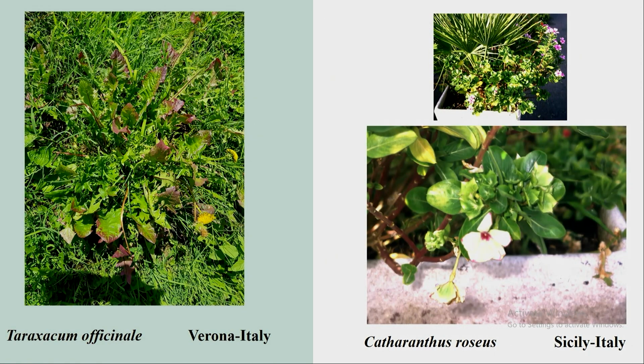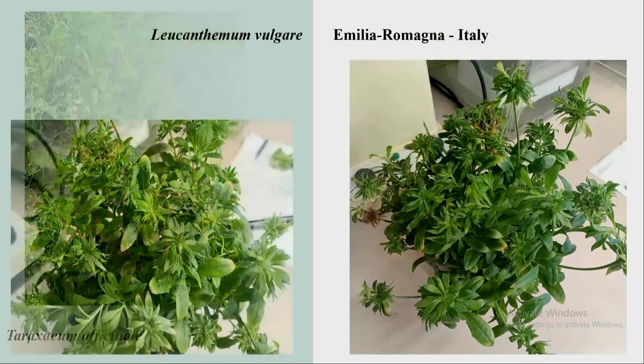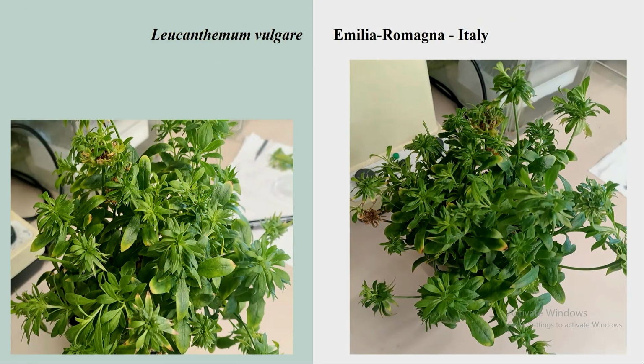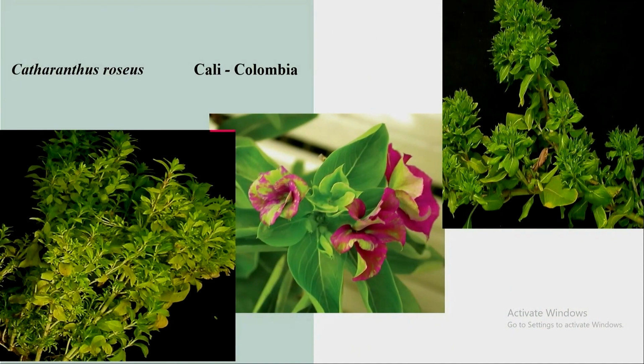So samples of Taraxacum officinale and Catharanthus roseus collected from Italy with the symptoms of virescence and witches' broom, and Leucanthemum vulgare collected in Italy with stunting, witches' broom and virescence, and a sample of periwinkle from Colombia with the same symptoms were analyzed to verify the presence of group 9 phytoplasma and to characterize them molecularly.